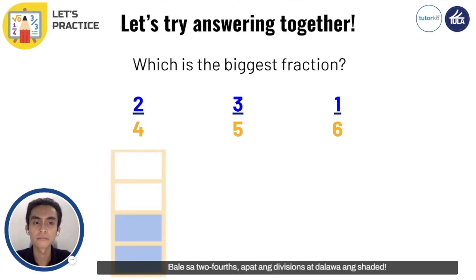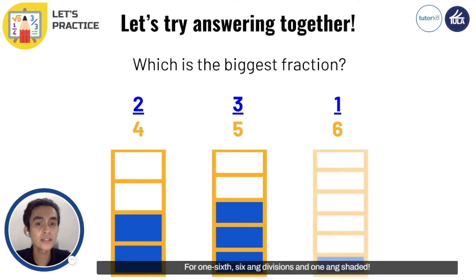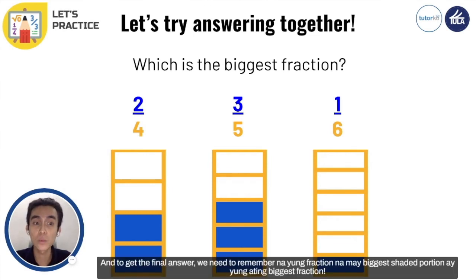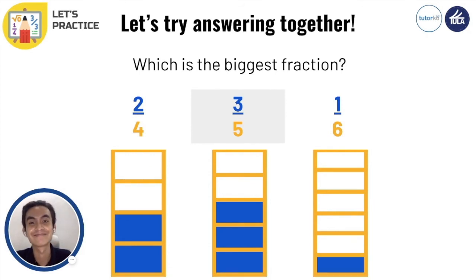Bale, sa 2/4, 4 ang divisions at 2 ang shaded. Sa 3/5, 5 ang divisions at 3 ang shaded. For 1/6, 6 ang divisions and 1 ang shaded. And to get the final answer, we need to remember na yung fraction na may biggest shaded portion ay ang ating biggest fraction. So, that's right, it's 3/5. 3/5 has the biggest shade, therefore it is our biggest fraction among the 3.